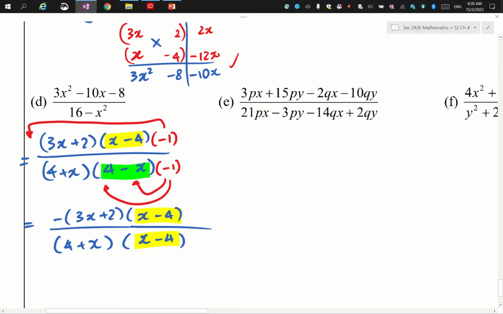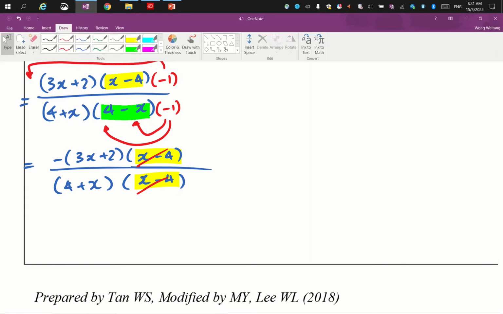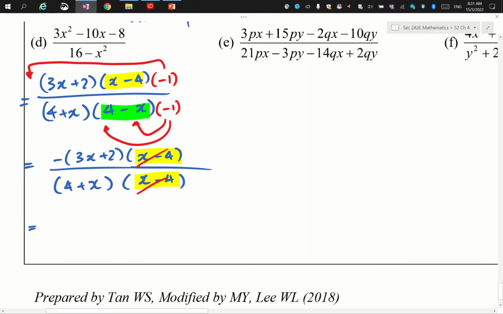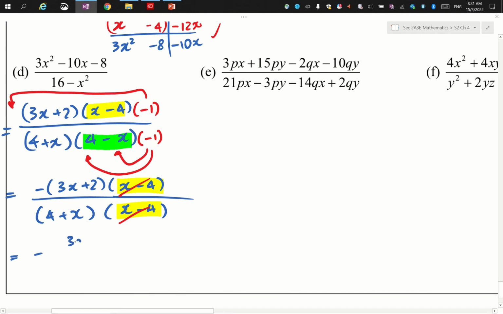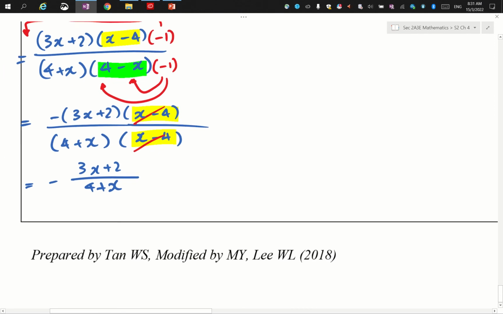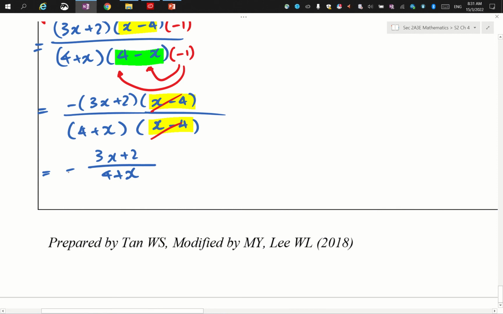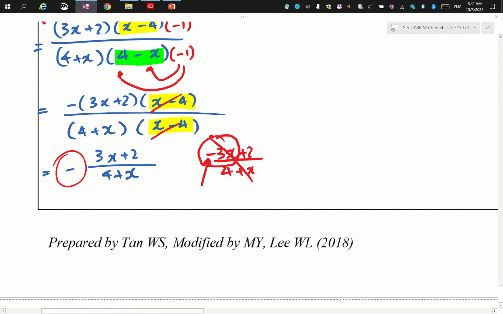Now these two are the same, and I can eliminate them. So our final answer will be negative 3x plus 2, okay, we don't need the brackets already, over 4 plus x. Please be very careful of how you write this negative sign, this particular negative sign. Do not make it end up looking like this, negative 3x plus 2, 4 plus x. So it becomes very ambiguous. Does the minus sign belong to 3x only? Does it belong to the fraction? So this will not be accepted.